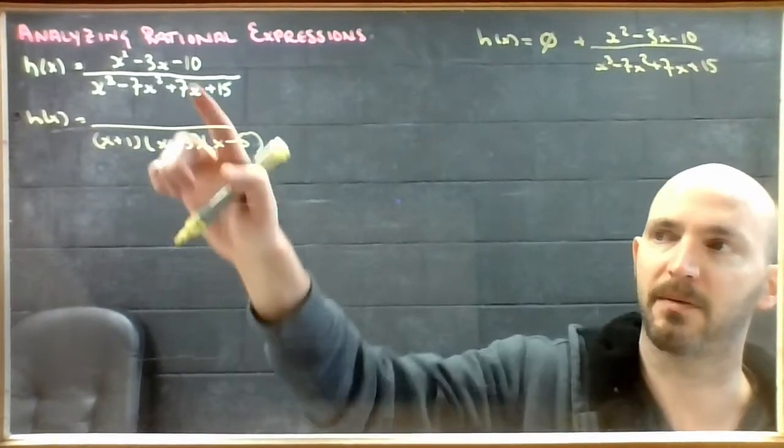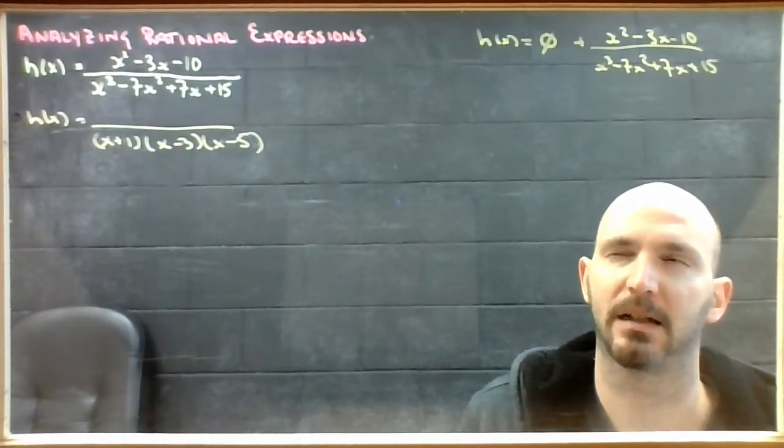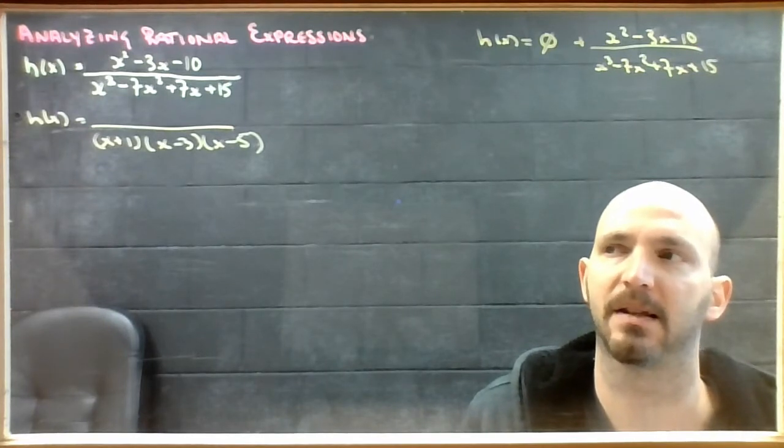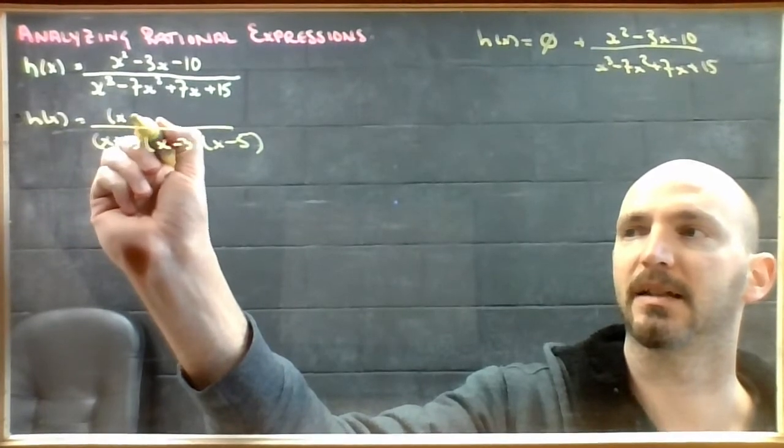Now if I look at the top of that, 2 times 5 is 10, and if I make the 5 negative, minus 5 plus 2 is negative 3. So this is going to factor like this.